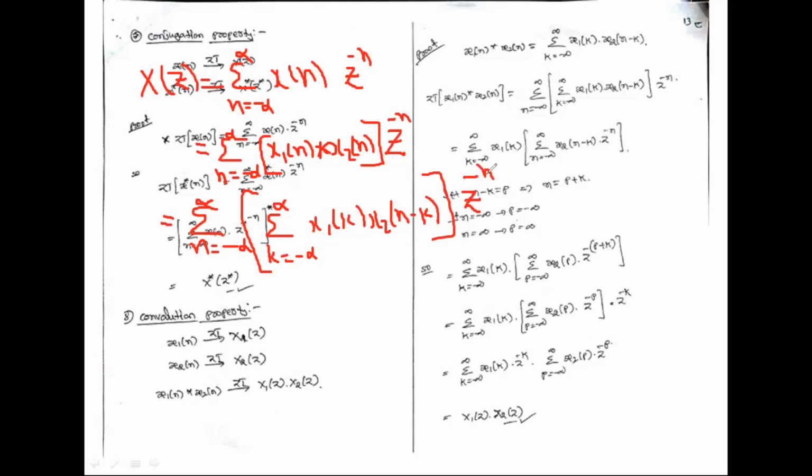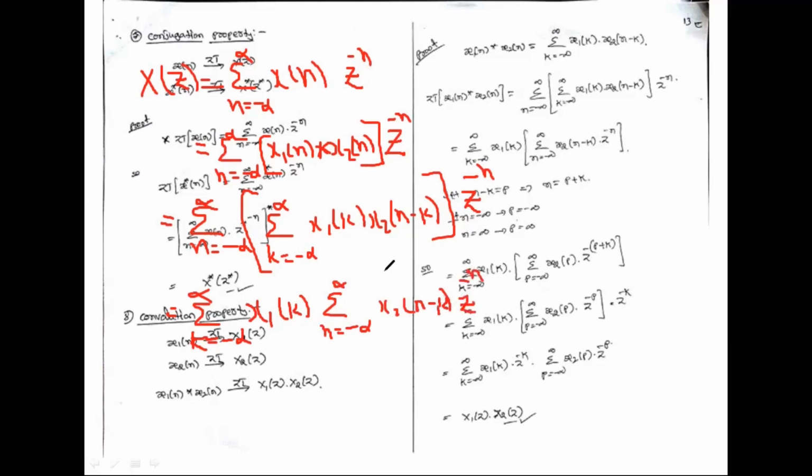So now the n variables you can write at one side, and the k variables you can write at the other side. With the first term, the sum of k equal to minus infinity to infinity, x1 of k, and the remaining function I'm writing here, the sum of n equal to minus infinity to infinity x2 of n minus k z power minus n.